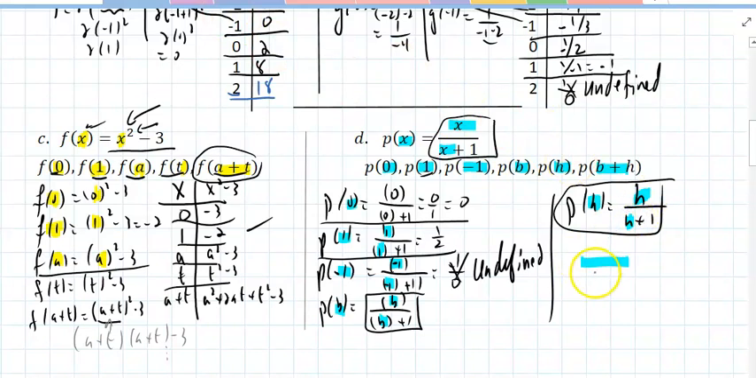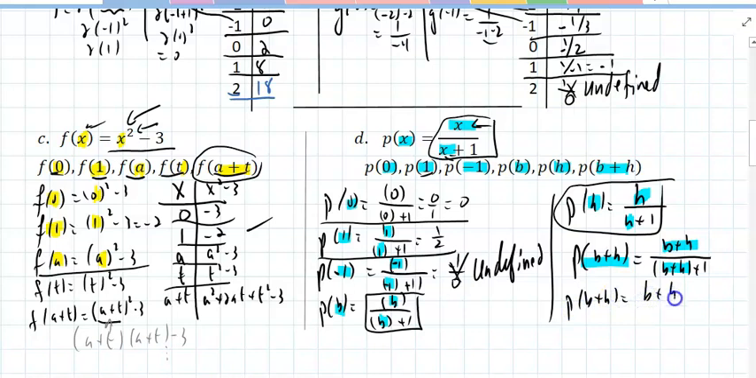What do you suppose p of b plus h would mean? So again, there and there plus 1. That's going to be b plus h over b plus h plus 1. Identical to what we did. And that turns out to be b plus h over b plus h plus 1. Done.